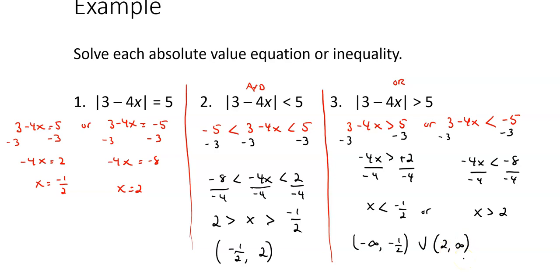So this is sort of a summary of the 3 different types of inequalities you're going to see. You'll see the equality, you'll see the less than and the greater than. The equality means the inside is either plus or minus the number on the right. The less than is an and situation, so it's got to be between the negative and the positive. The greater than is an or situation, so greater than the positive or less than the negative.